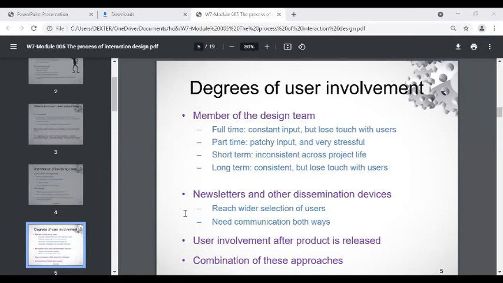If your end user group is identifiable, you are developing a product for a particular company, then it's easier to involve them. If, however, you are developing a product for the open market, it is unlikely that you will be able to co-opt a user to your design team, and so alternative approaches are needed.